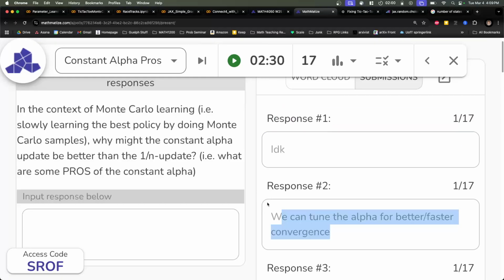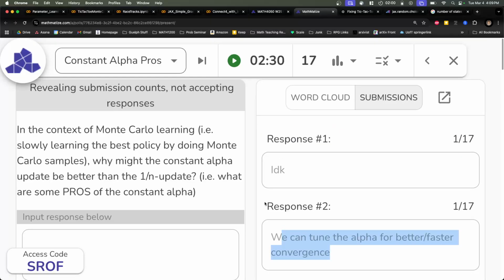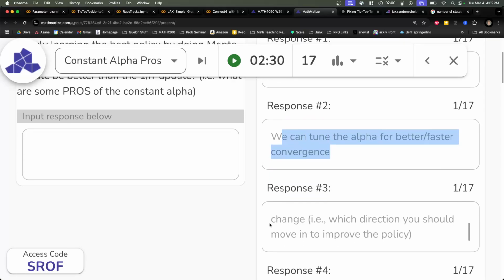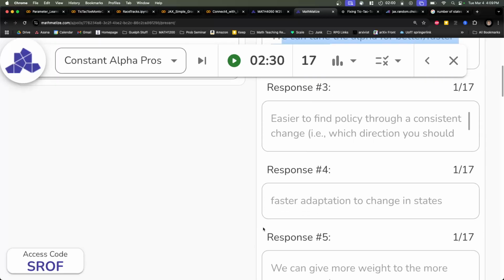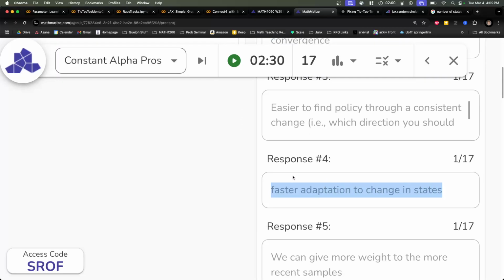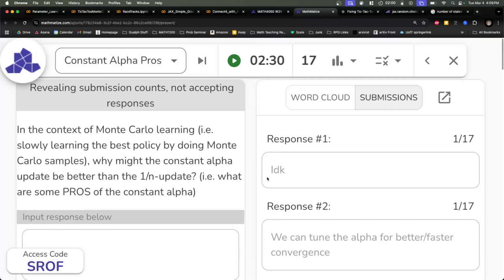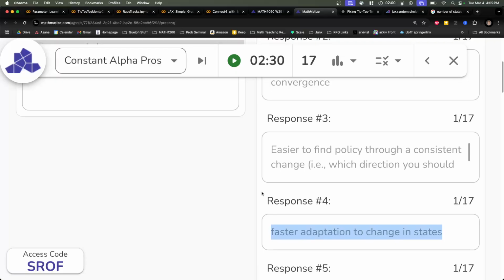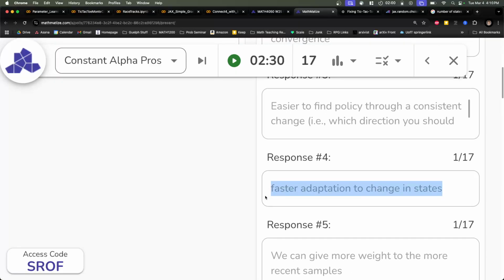When you do the 1 over n update, the bigger n is, the smaller your updates are, and it's perfectly tuned to give you the exact mean. So this is along the right idea, we're doing something with the constant alpha. Faster adaptation to change in states. If you want to know how fast things are changing, you can get the effective value of n by doing 1 over alpha, since we replace 1 over n with alpha. So if alpha is 0.1, it takes about 10 updates to update the full thing. That's one way to understand if it's faster or slower: it depends on the relative size of alpha versus what n was.